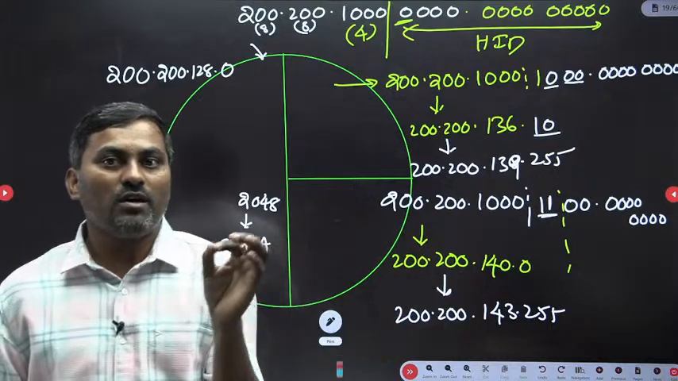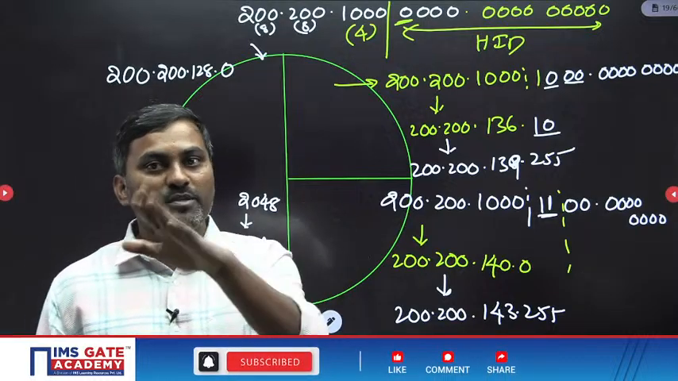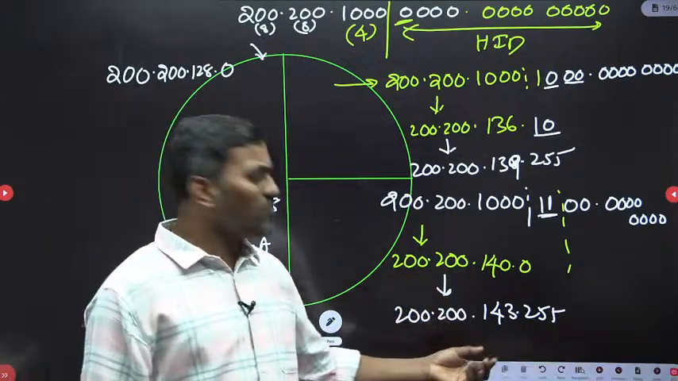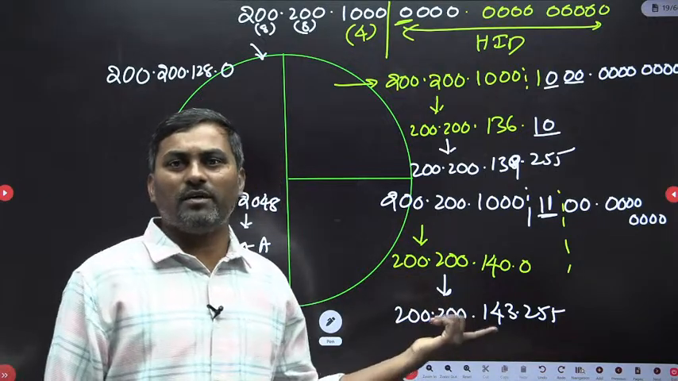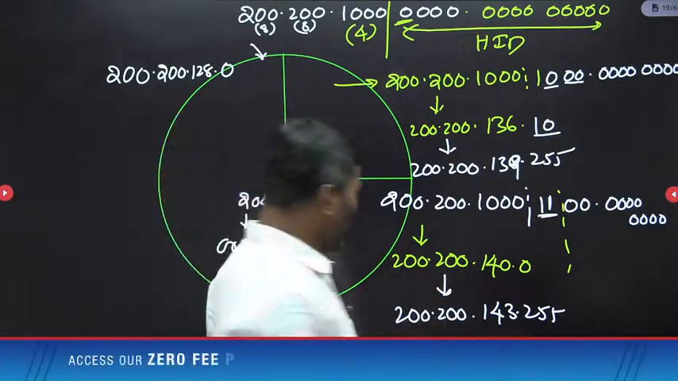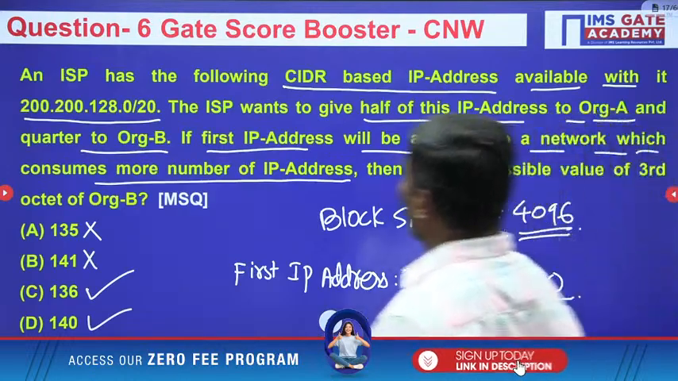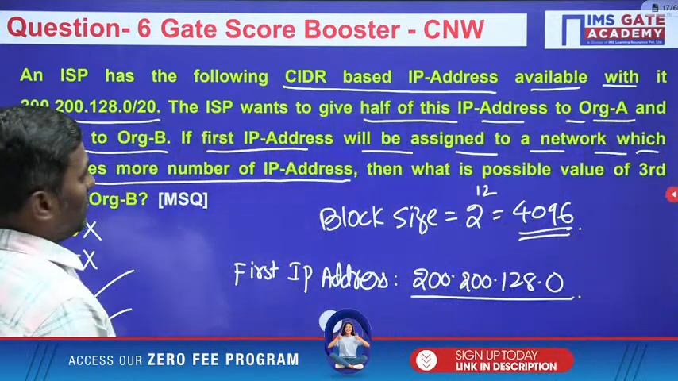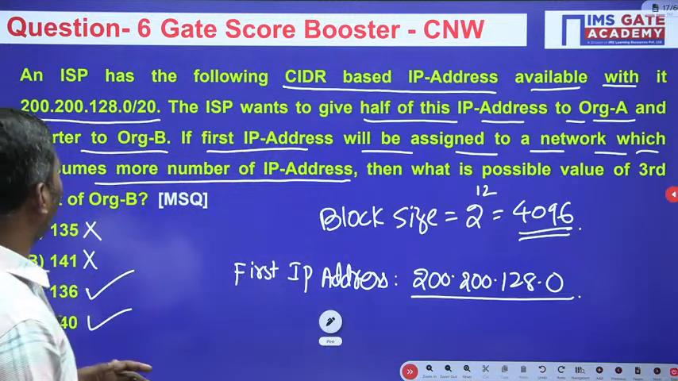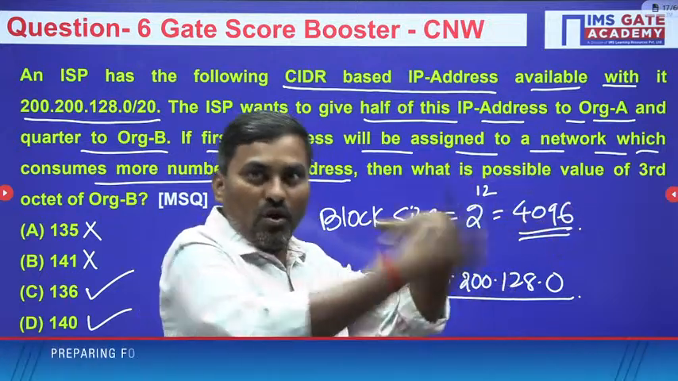If they ask for the network ID of the third octet, that is possible. Third octet means any third octet is possible, right? Yes, you are right, because we are not restricting to the point network ID. So what are the possible values of the third octet of organization B? In entire organization B, if I take all of this, all third octets are possible.